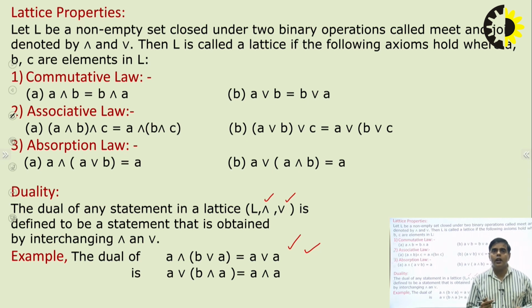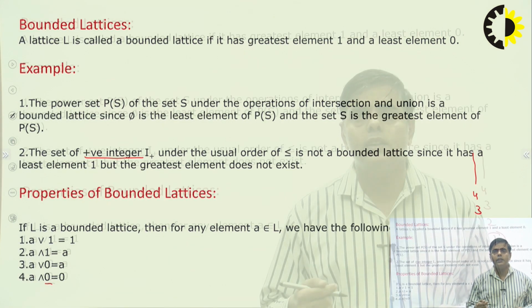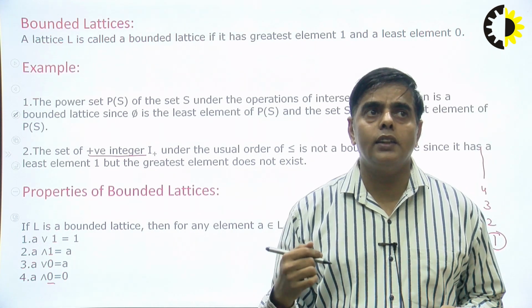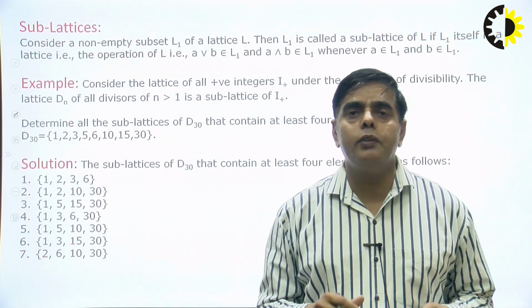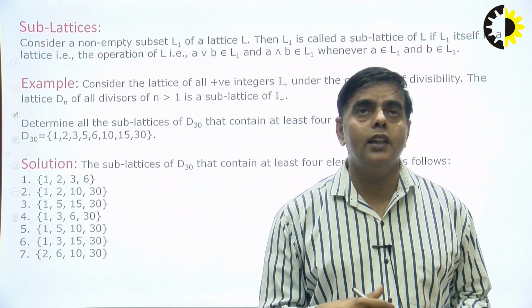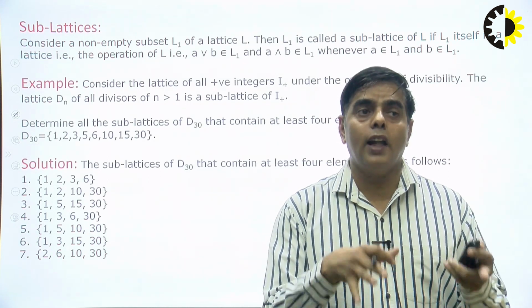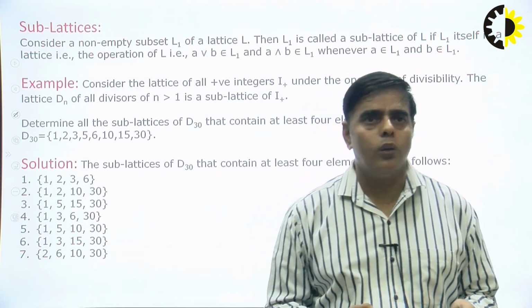In duality, to find the dual of a lattice, we change LUB to GLB and GLB to LUB. Then we learned the bounded lattice. If there exists a top element, the greatest element 1, and the least element 0, then this lattice is known as a bounded lattice. Then in the sublattice, if we consider a particular substructure of a given lattice and there still exists a LUB and GLB for it, then it is a sublattice. So these are the outcomes of this lecture. Okay, thank you.